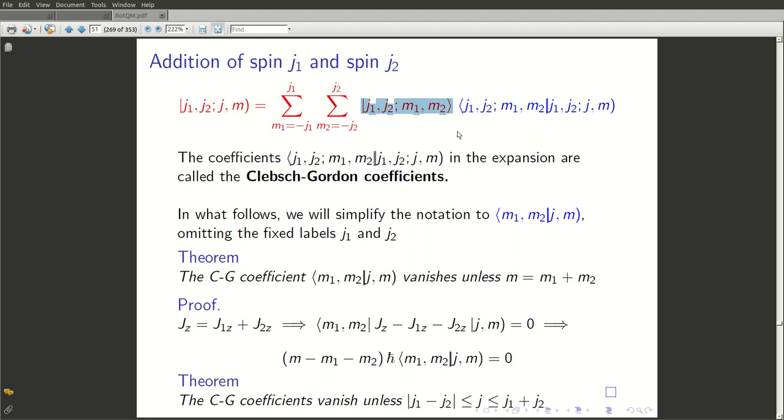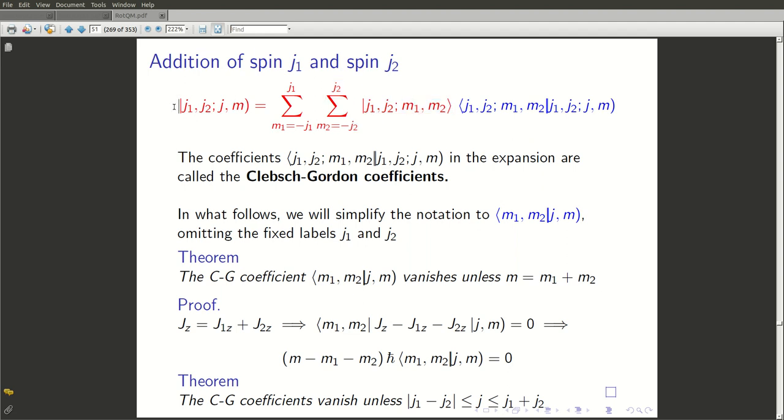Remember, we are talking of two systems together making up a composite system, and the first system has spin j1, the second system has spin j2, and the natural basis is the direct product basis, which is just |j1 j2 m1 m2⟩. This simply means that the j1 m1 stand in for the eigenvalues of j1 square and j1z, and j2 m2 stand in for eigenvalues of j2 square and j2z. And this forms a complete basis of our direct product space.